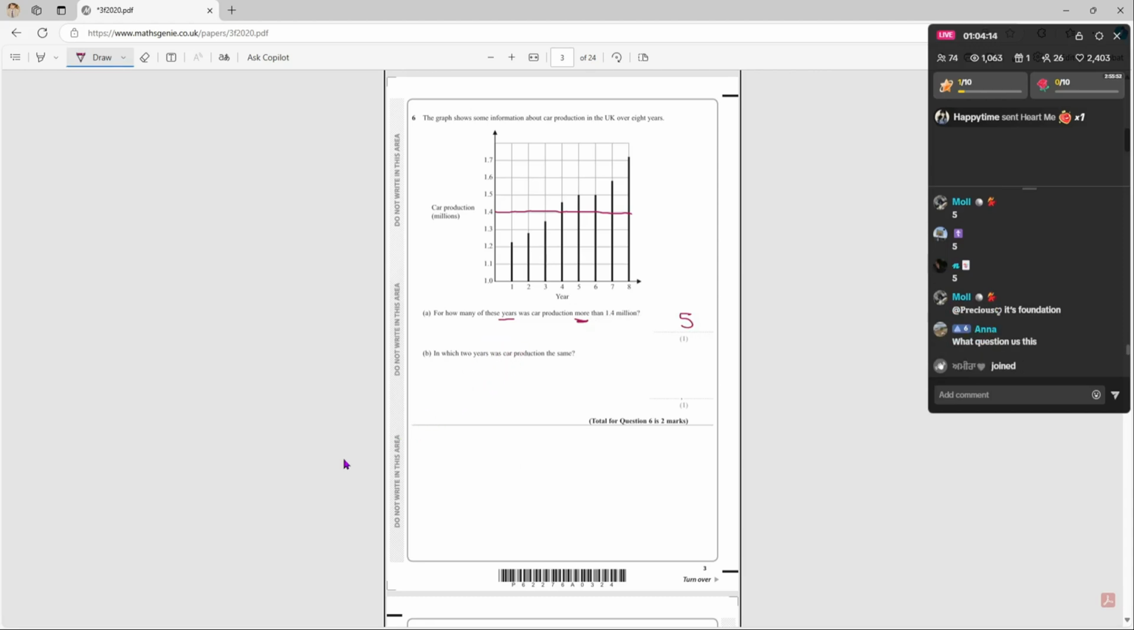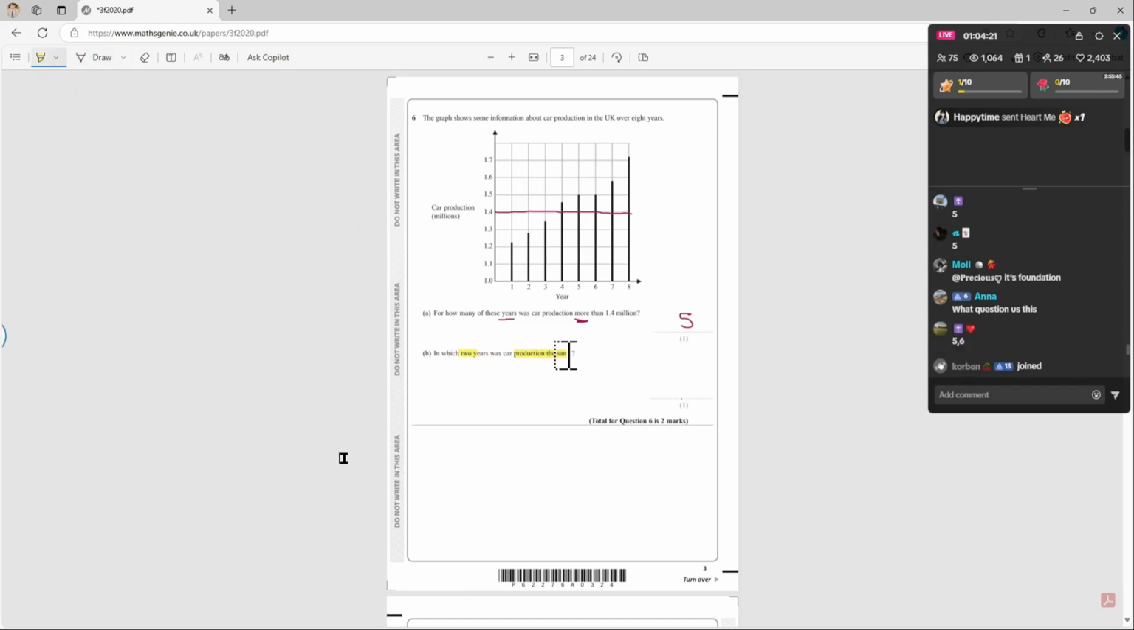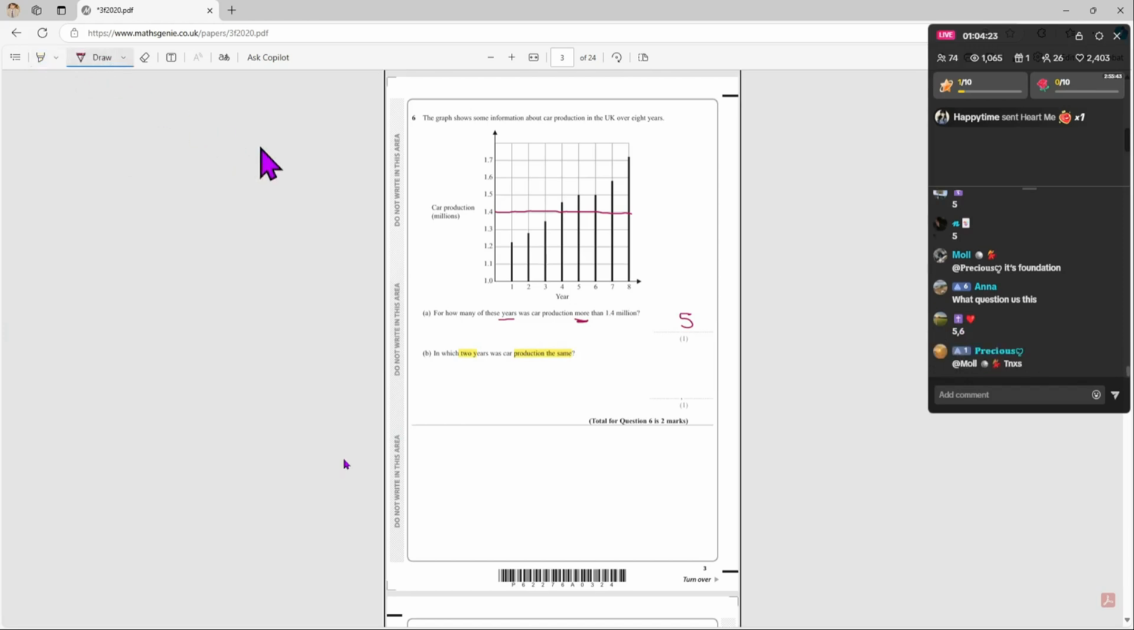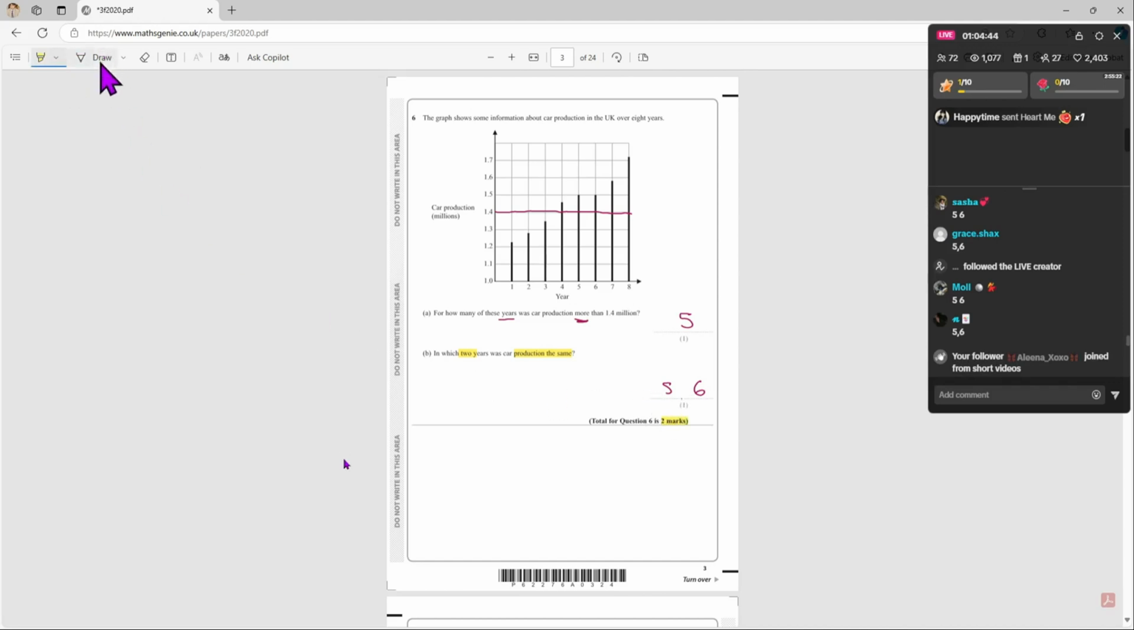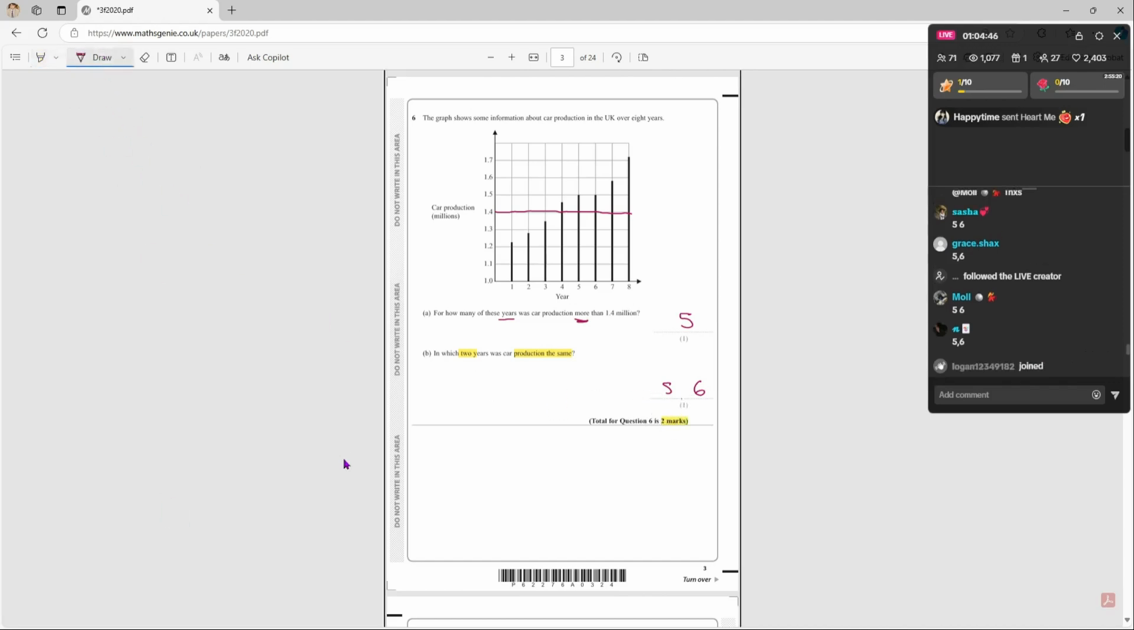And then, in which 2 years was the car production the same? So which was the same? When it means the same, when the y-axis is the same, it's going to be 5 and 6. As you can see, they are both up to 1.5 million. 5 and 6 is both at 1.5 million. So well done for getting that correct. This was a 2 mark question. Well done for getting it correct.